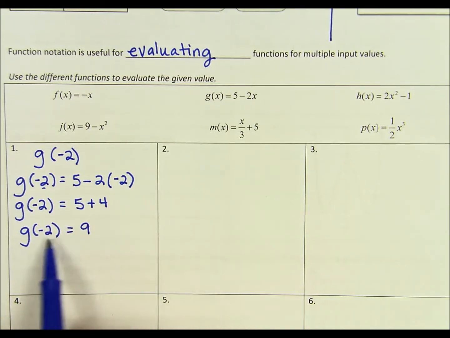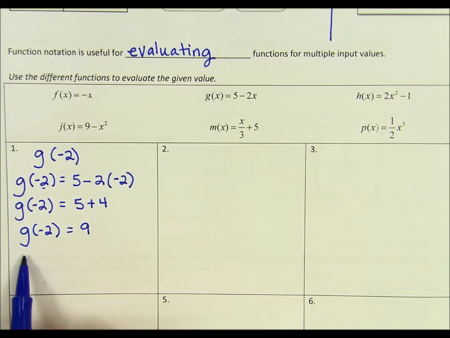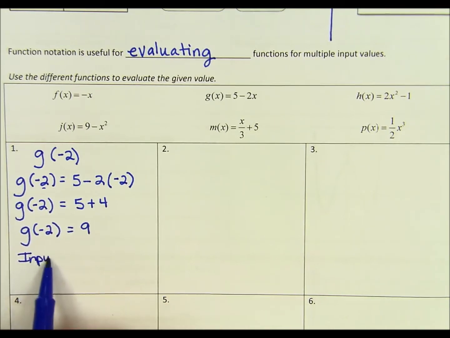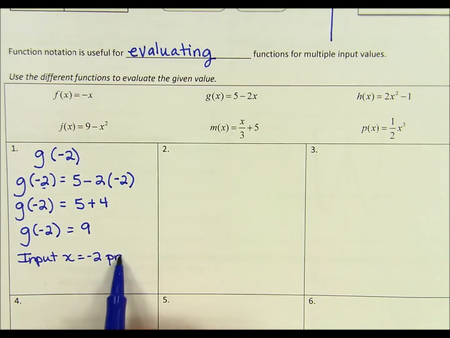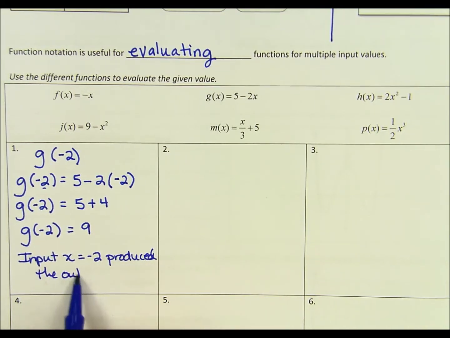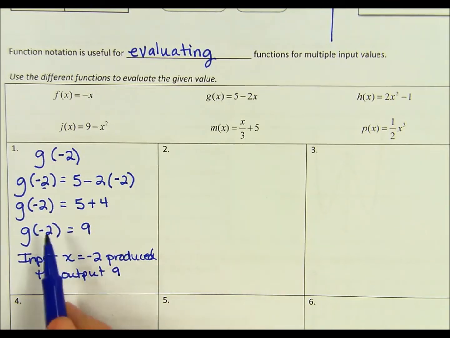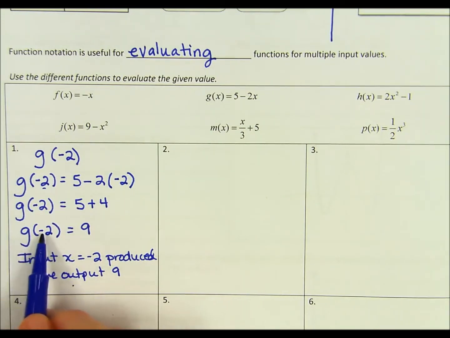Now, if you're reading this, this is how this reads. The input, x equals negative 2, produced the output of 9. Now notice, I did not say y equals because now it is g of x equals, and in this case it is g of negative 2 equals 9.